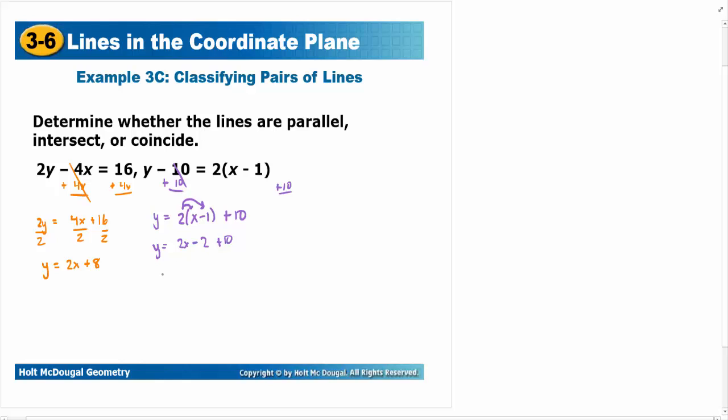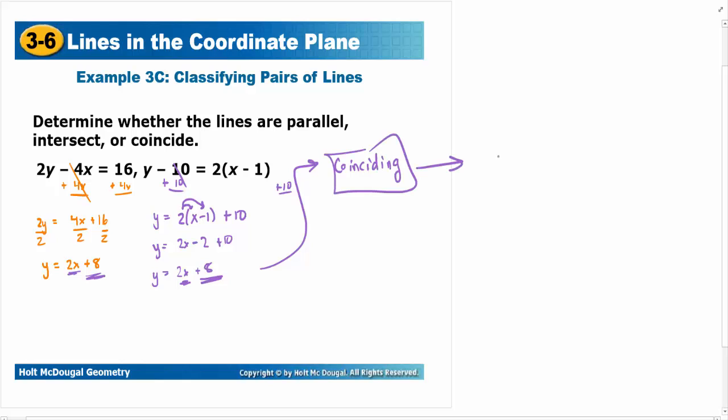Now negative 2 plus 10 is 8. So if you look, the 8's match and the 2's match. So these are the same lines. So these are going to be coinciding. Again, what that means is they're the same line. Everything's the same, they're coinciding, which means they're literally laying on top of each other. They would look like one line if you graph them. There's actually two of them just on top of each other. Alright, so those are your three scenarios really if you're dealing with parallel, intersecting, or coinciding lines.